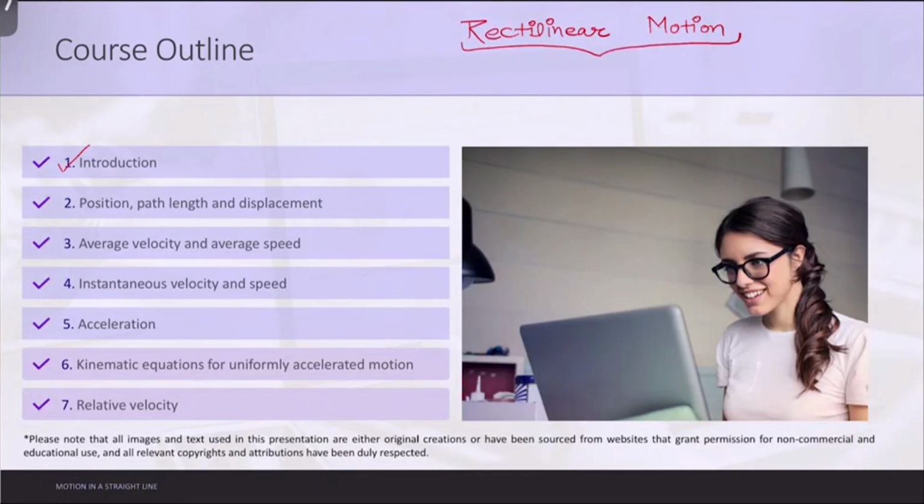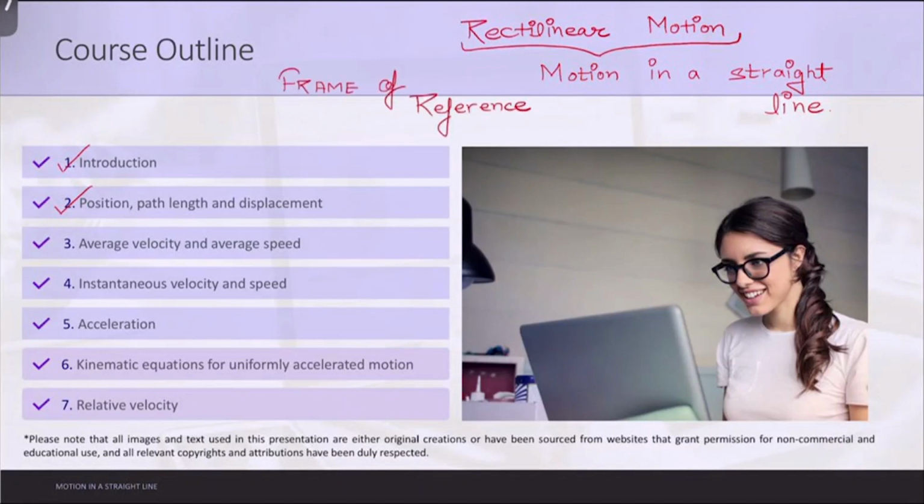So what is rectilinear motion? Rectilinear motion is basically motion in a straight line. Okay, so that is the basis. Then, after this introduction part, we also understood one concept which is called the frame of reference. So basically, what was the frame of reference? The coordinate axis you take plus the clock is nothing but your frame of reference, right?